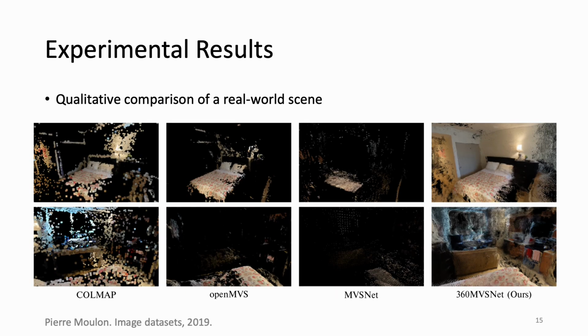Here, we compare the results with real-world images. Our method uses only 11 360 images, while other methods use 66 images. As the figure shows, our method reconstructs the scene more completely, even with fewer images.